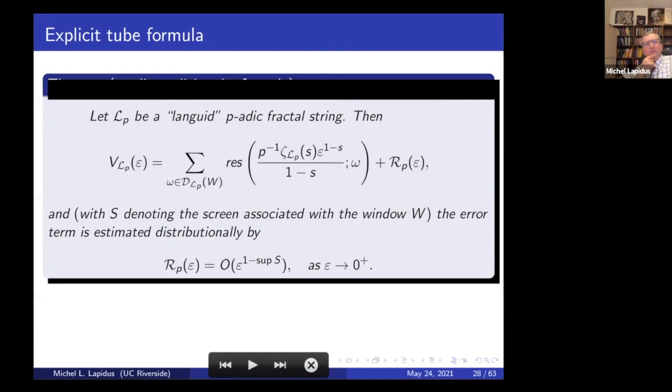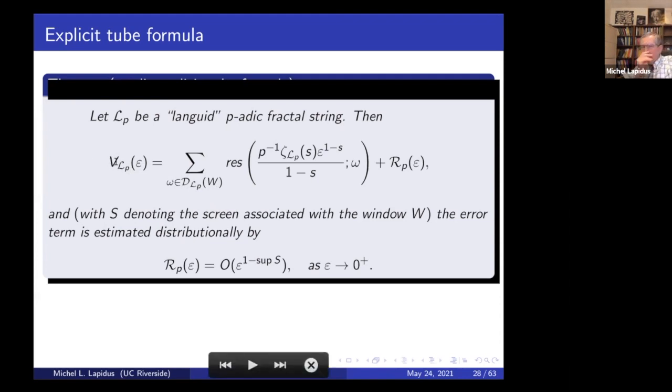Then for the assumptions, let me just say also that for self-similar strings, in particular for the three-adic Cantor string, it's more than just languid, it's always strongly languid. And this will have a consequence in a second. Also, in the case of p-adic self-similar strings, you always have complex dimensions in the whole complex plane, meaning the geometric zeta function has meromorphic continuation to the whole complex plane.